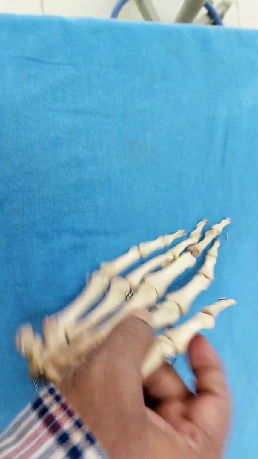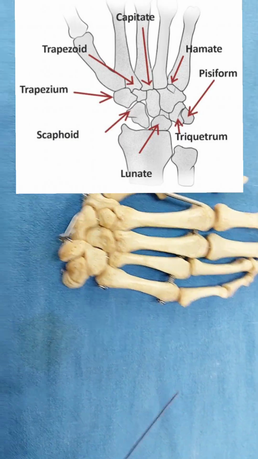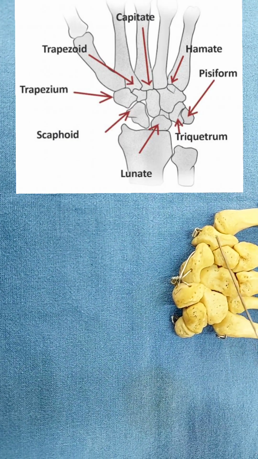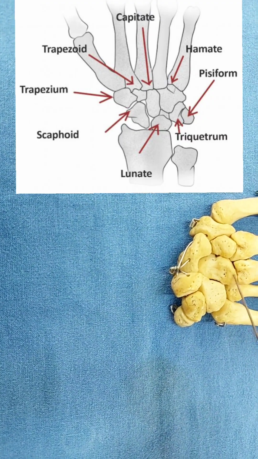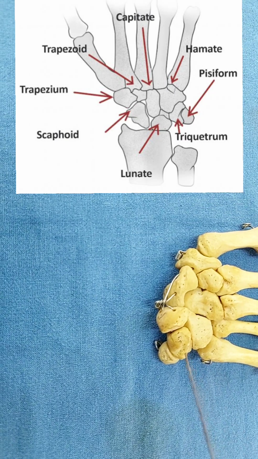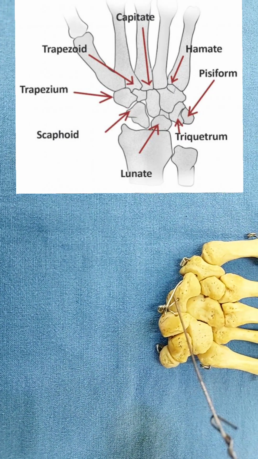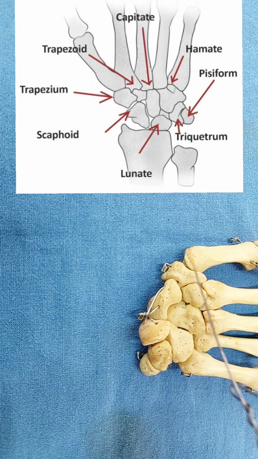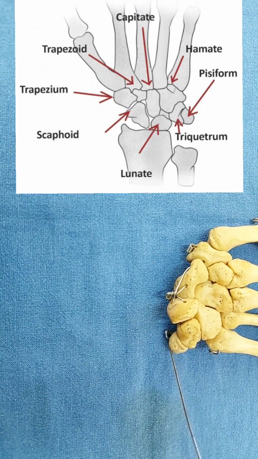And if I see from the dorsal aspect, these are all carpal bones. This is the capitate, this is the hamate, triquetral, lunate, scaphoid, trapezium, trapezoid, and this one is the pisiform.